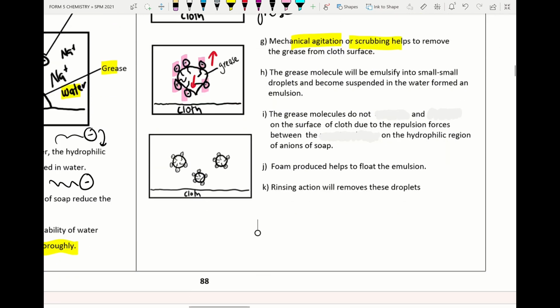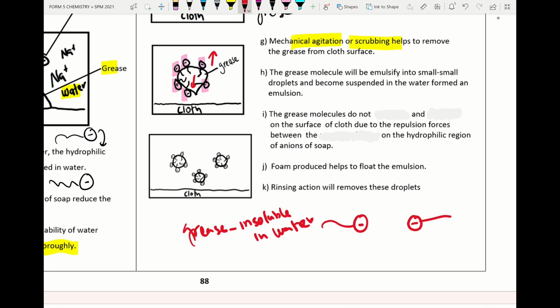And this grease molecule, please remember, is insoluble in water, and also denser than water. So when the anion, the hydrophilic region, emulsifies the grease molecule into small droplets, on this droplet we must put the negative charges. The negative charges of the anions of soap will repel each other. So the grease molecules do not coagulate and do not redeposit on the surface of the cloth, due to the repulsion forces between the negative charges present on the anion of soap.